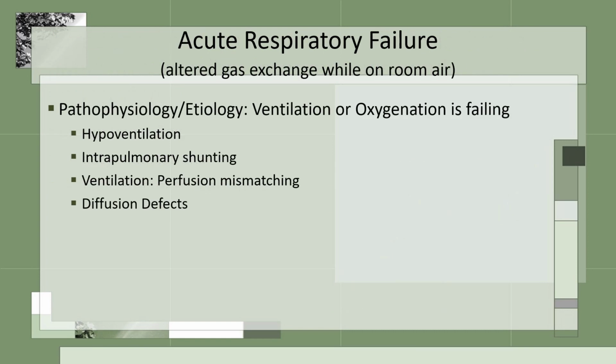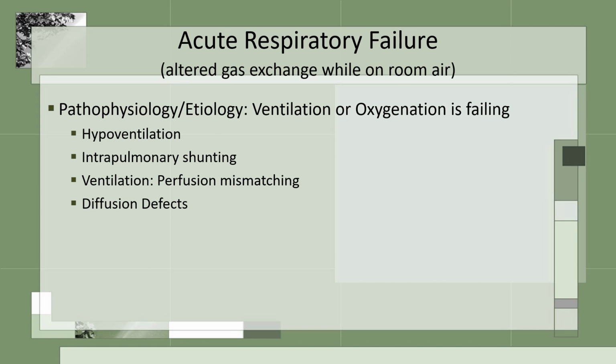We're going to start now with respiratory failure. The pathophysiology is that ventilation or oxygenation is failing. The etiology for this can be from many causes, including hypoventilation, and that's a decrease in alveolar ventilation. This could be caused by CNS depressants like narcotics or a traumatic brain injury, neuromuscular dysfunction like spinal cord injury, musculoskeletal dysfunction like chest trauma.